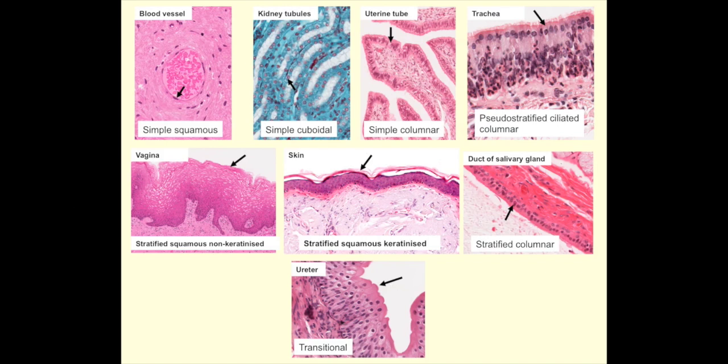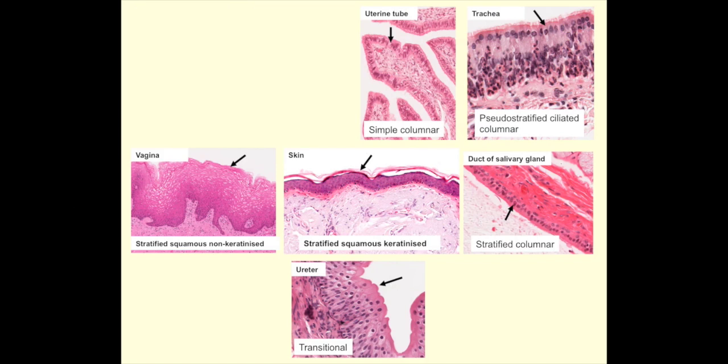Now, the connective tissue is quite difficult to see in the simple squamous and in the simple cuboidal. But if we look at the other tissue types, the connective tissue is really a prominent feature of these pictures. So if we have a look, uterine tube, there's the connective tissue. The trachea, there's the connective tissue. Here's the vagina, there's the connective tissue. Stratified squamous in the skin.